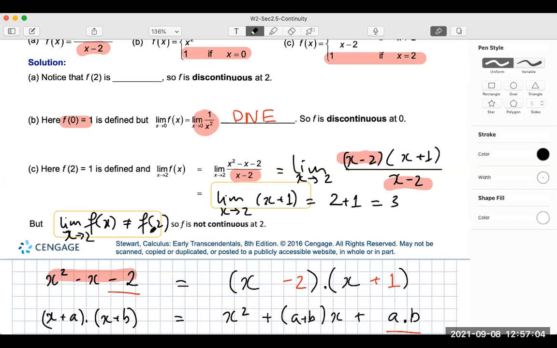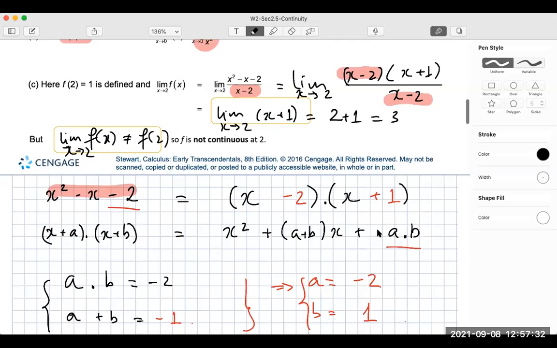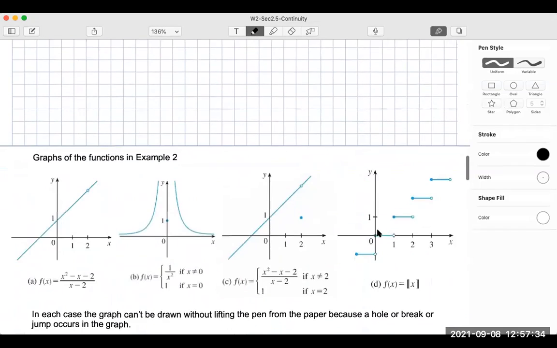So it is not continuous. Is it clear? Any question? People on Zoom, is it okay? Yep. Okay, good. So let us continue.